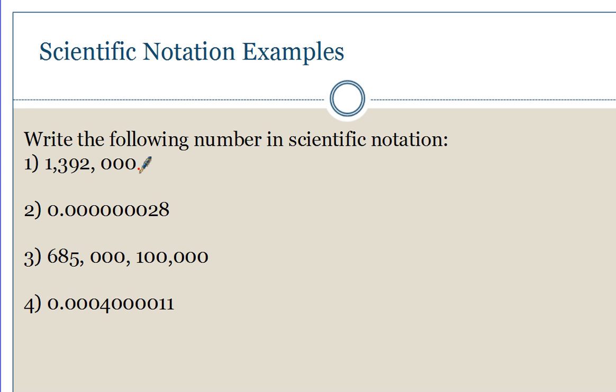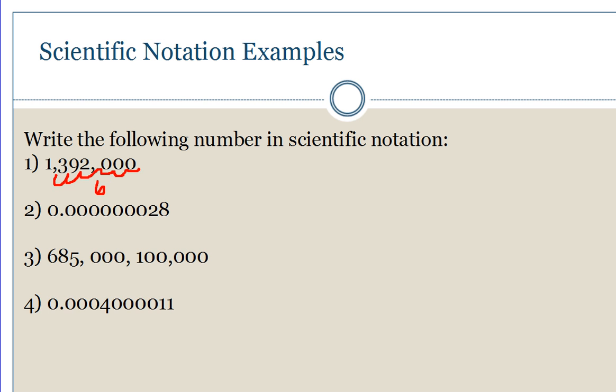So the first thing I've got to do is locate the decimal. So the decimal is going to be there. Then I have to move the decimal to where there's only one non-zero digit to the left. So I'm going to move the decimal, and I'm going to count the places. So that's 3, 4, 5, 6. So I moved it 6 places. Alright?